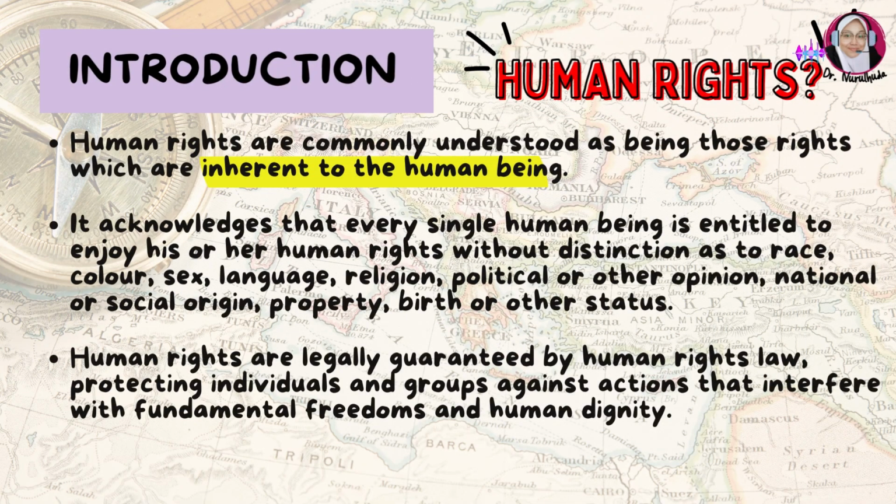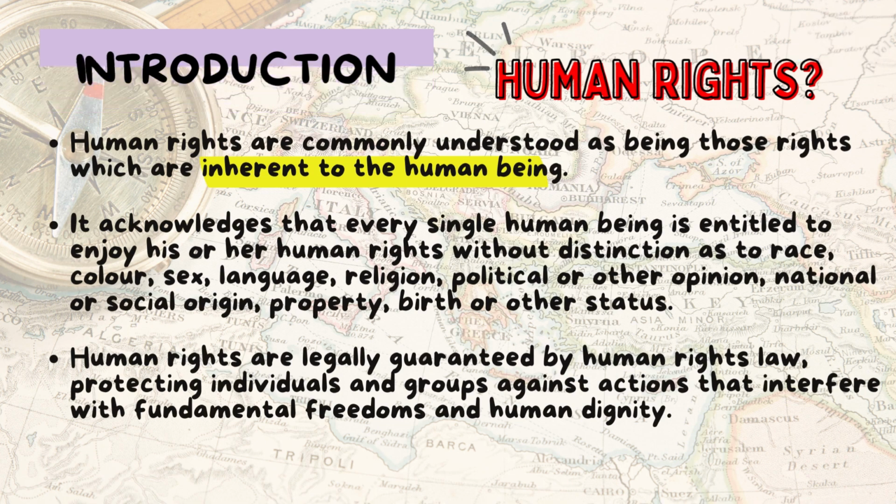Okay, what is human rights? Human rights are commonly understood as being those rights which are inherent to the human being. It acknowledges that every single human being is entitled to enjoy his or her human rights without distinction as to race, color, sex, language, religion, political or other opinion, national or social origin, property, birth, or other status. Human rights are legally guaranteed by human rights law, protecting individuals and groups against actions that interfere with fundamental freedoms and human dignity.